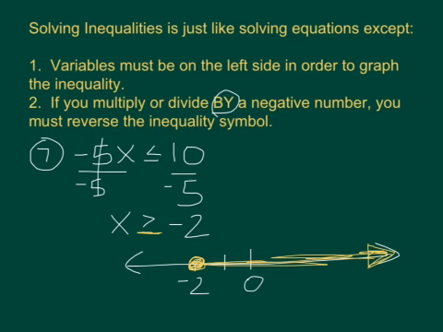Now we can check these just like we checked equations. We don't need to check every one of them, except definitely on a multiple choice test it would be a great strategy to use. So let's just pick a number that's greater than negative 2. Let's say 0, because that's greater than negative 2. And we're going to put it right back in our original inequality. So in place of x, I'm going to put 0. And I'm going to see if that's less than or equal to 10, because that was our original problem. Well, negative 5 times 0 is 0, and 0 is less than or equal to 10.